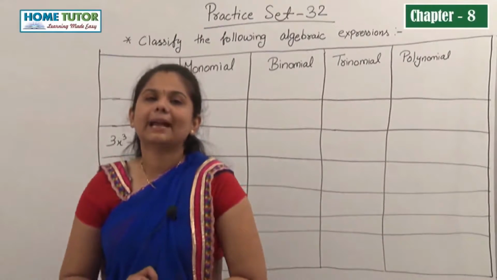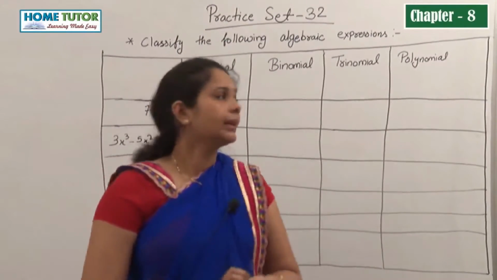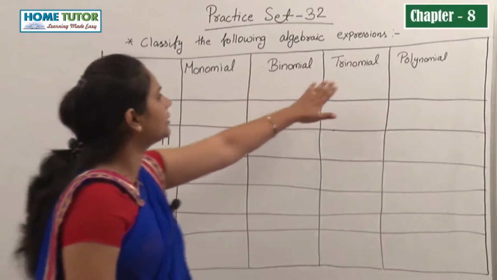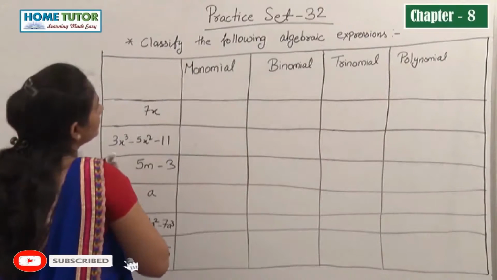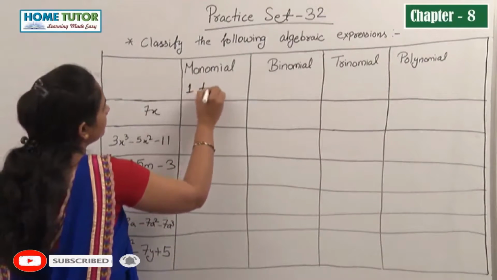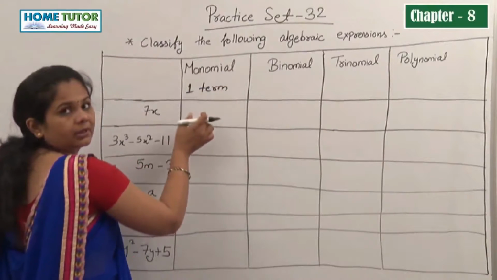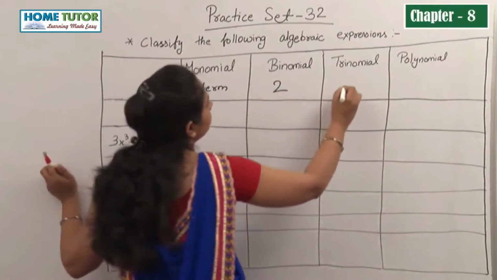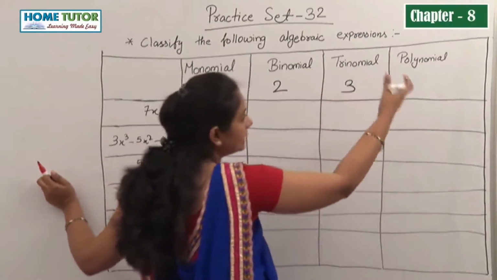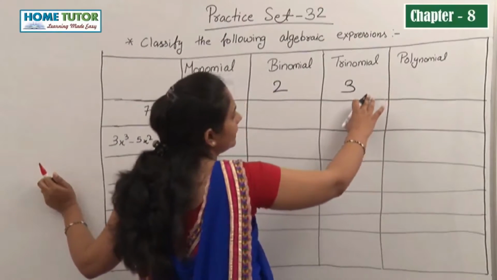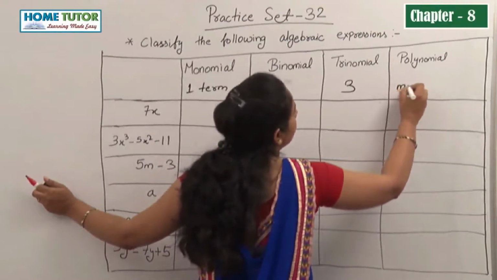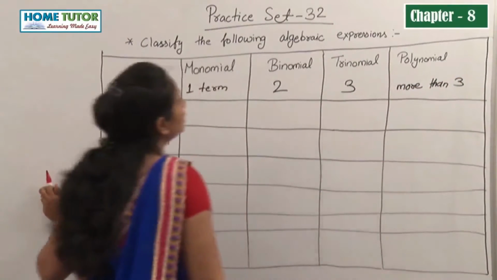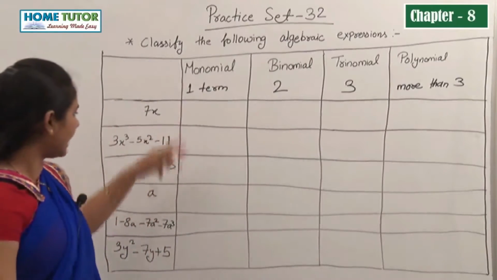Now let's start with our practice set number 32. In that we have to classify the algebraic expressions into monomial, binomial, trinomial and polynomial. Monomial means an algebraic expression having one term, binomial is two terms, trinomial three terms, and if we have more than three terms, that algebraic expression is categorized as polynomial. So based upon this we will categorize these.